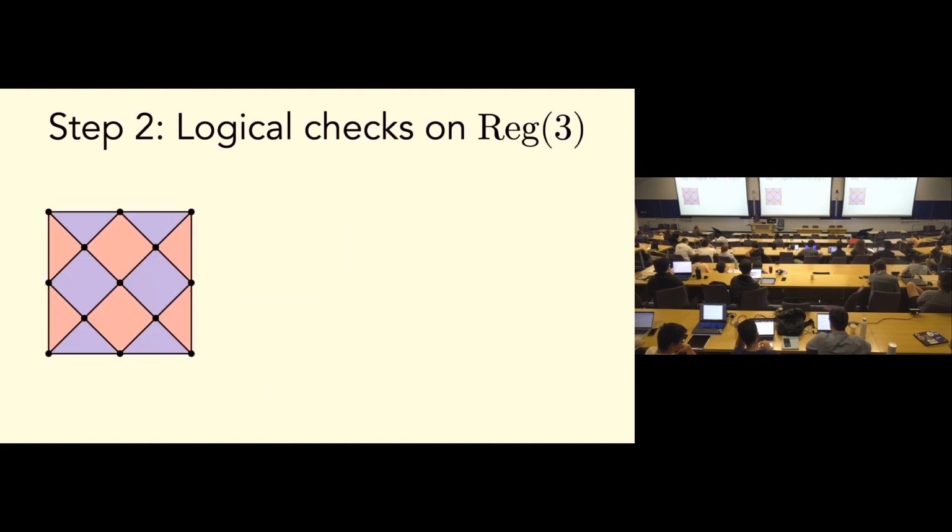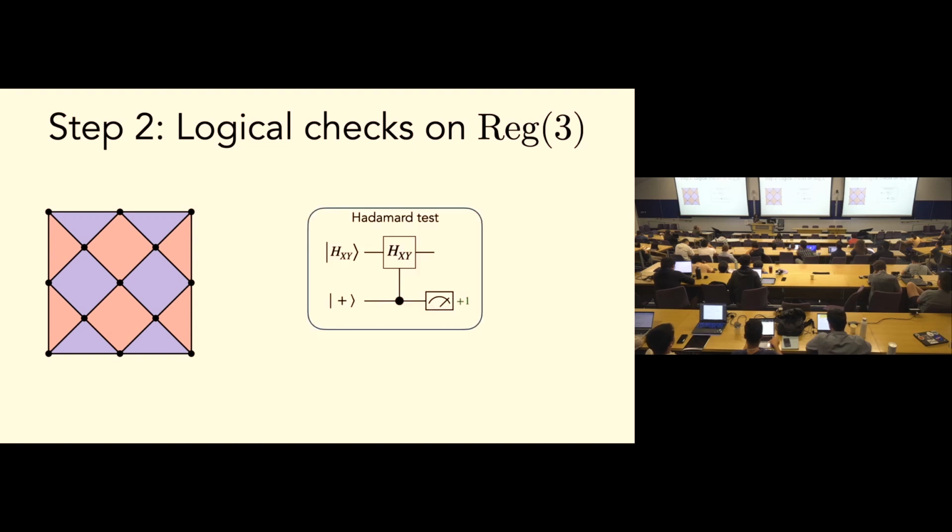The second step of our protocol is performing these logical checks on our regular surface code. And to see how we do this, we can see that it is a specific example of the Hadamard test, where in order to check the logical operator H here, we prepare an ancillary state and perform controlled H checks on our encoded state before reading out the ancilla. If the state that we wanted to check was actually in the +1 eigenstate of the Hadamard operator, then our ancilla would give a +1 outcome on readout. If it was not, then hopefully we would see a -1 outcome.